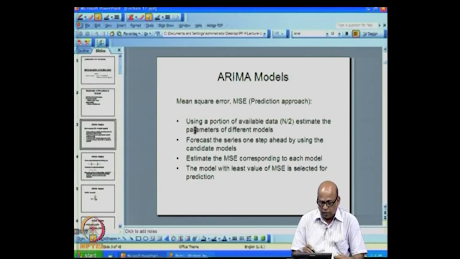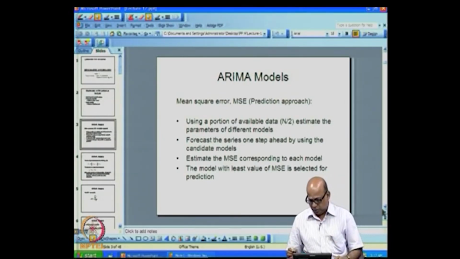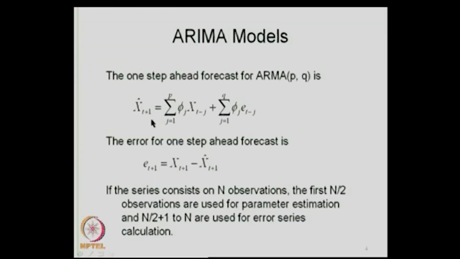So, the same thing is summarized here. Using a portion of available data, which is typically n by 2, estimate the parameters of different candidate models. Use the forecasting models so developed, all the candidate models one by one, to get the series of forecasts one time step ahead. And corresponding to each of these forecasts, you know the error term; get the mean square error, and then pick up that particular model which results in the minimum mean square error. It is written more formally like this.